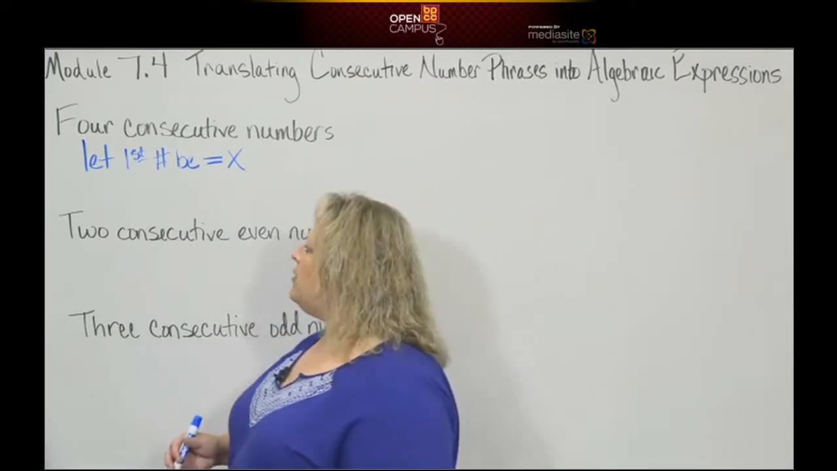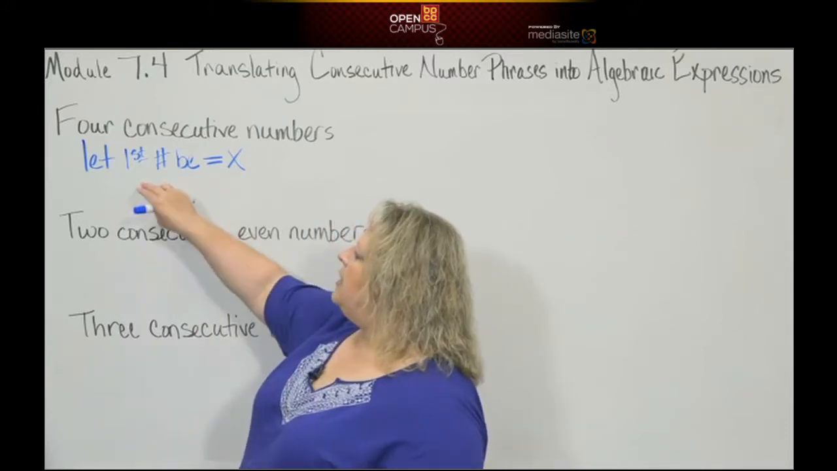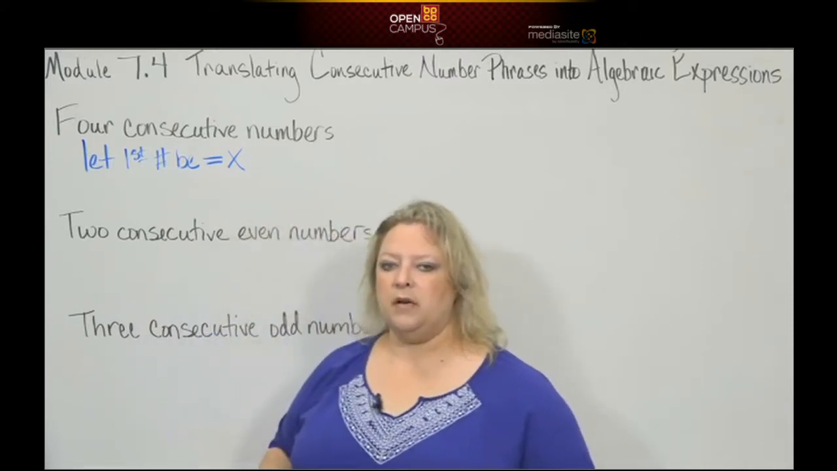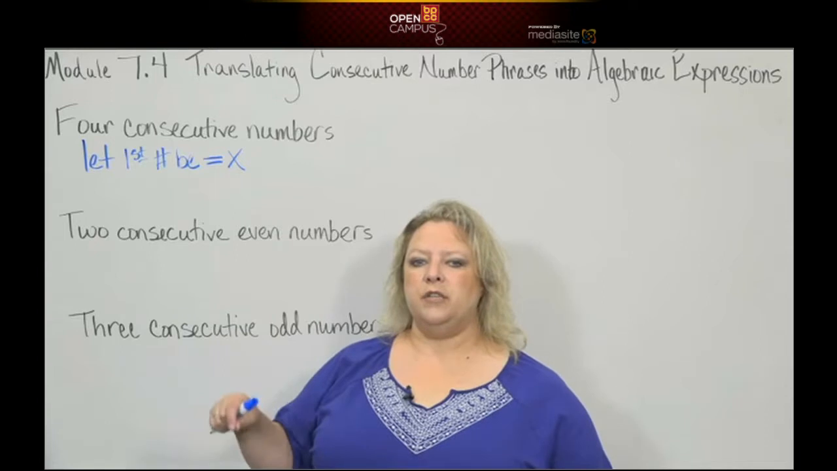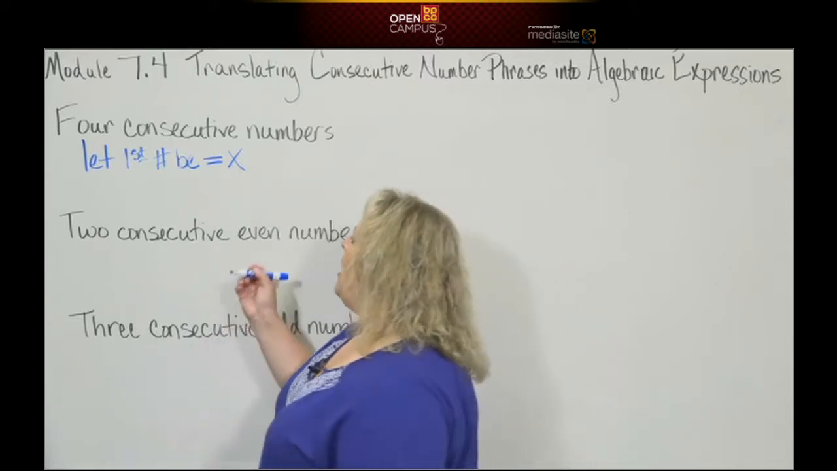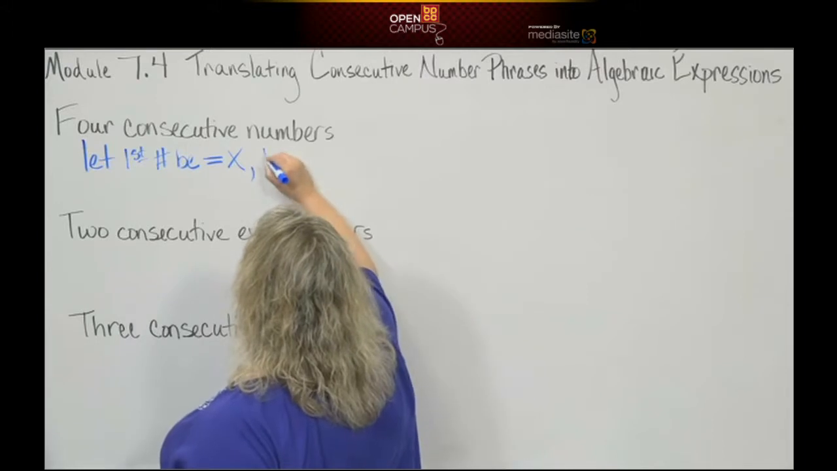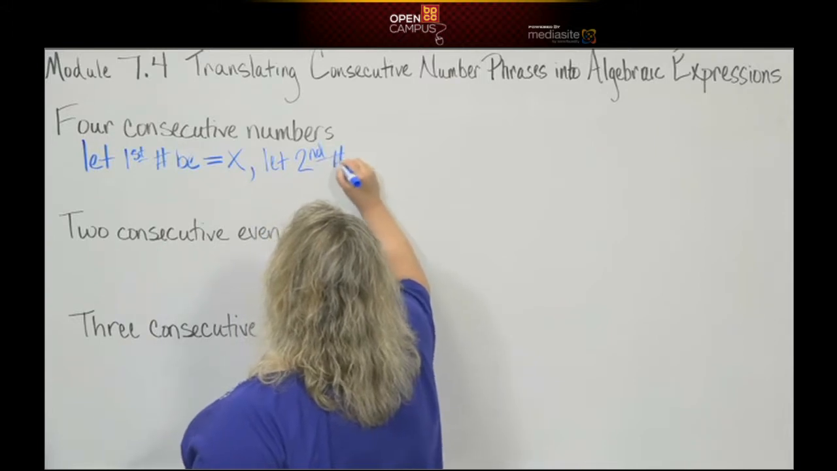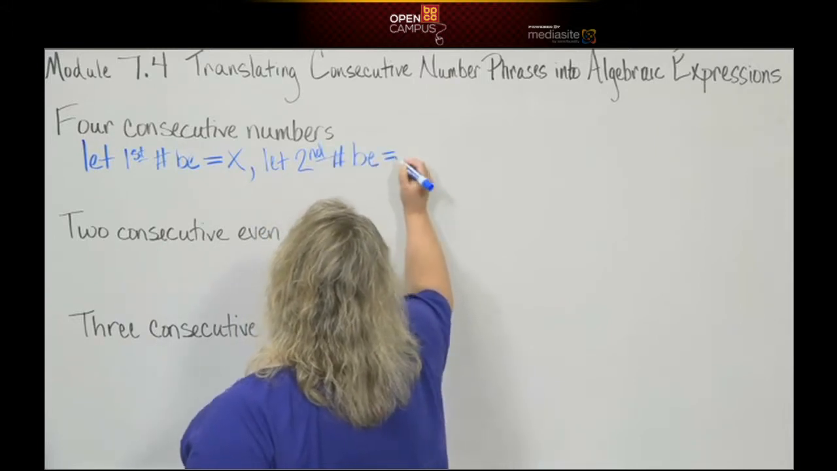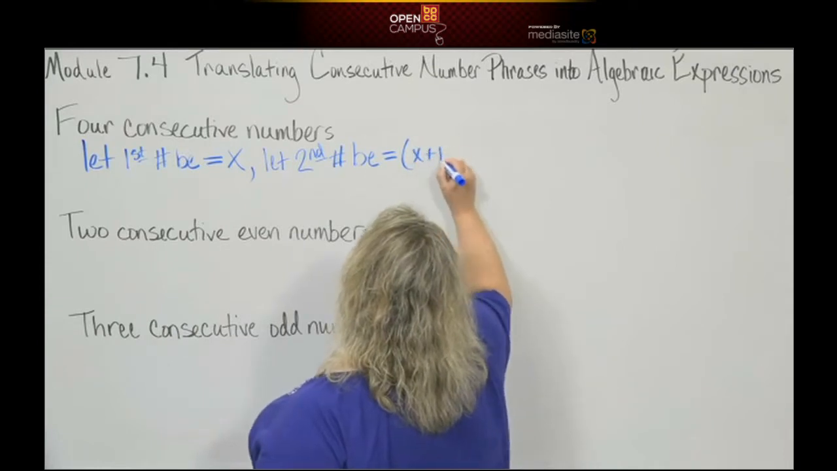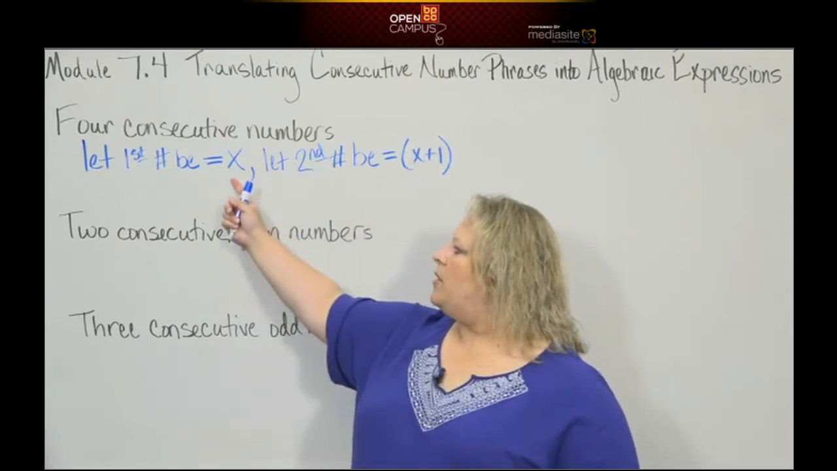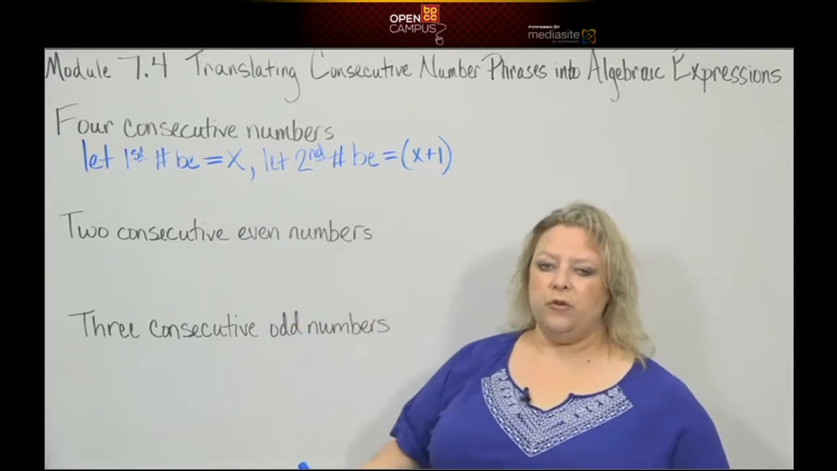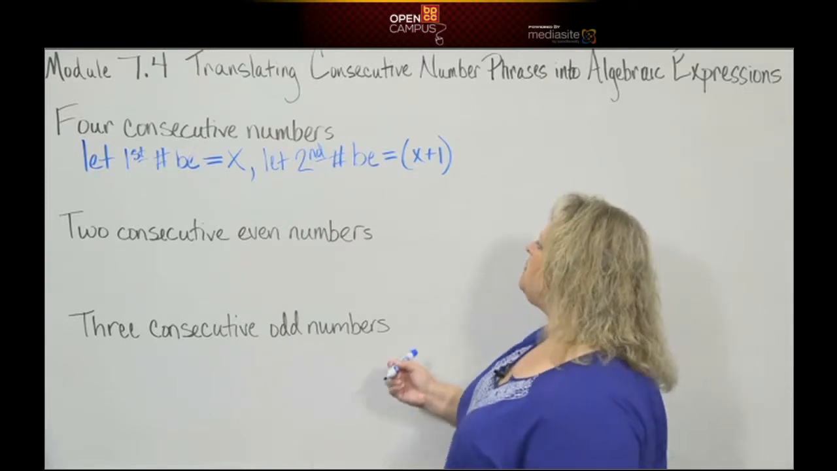Once you've decided the letter you're going to use for your variable, and then you said, okay, the first number is going to be X, then let's think about how would I get to the next number? If I'm just counting by ones, 1, 2, 3, 4, 5, like that, then my next number, I'm going to put a comma, let the second number, abbreviating, be equal to X plus 1. So that means if the first one is a 1, the second one would be 1 plus 1, which is 2. And that is the second number on the number line.